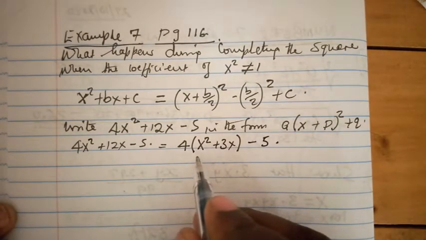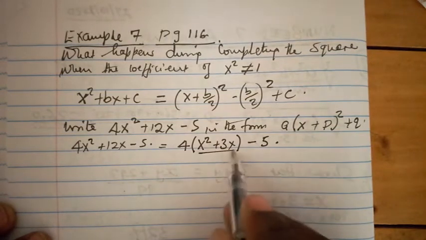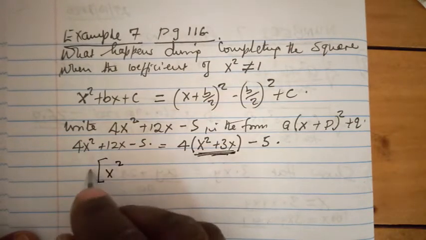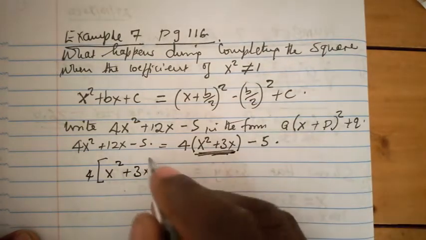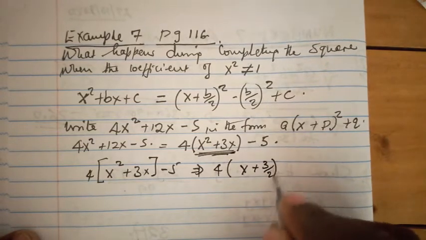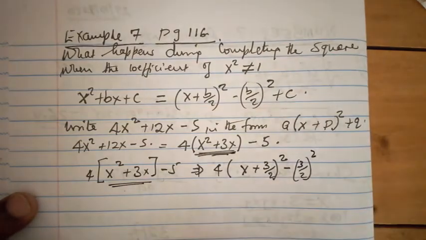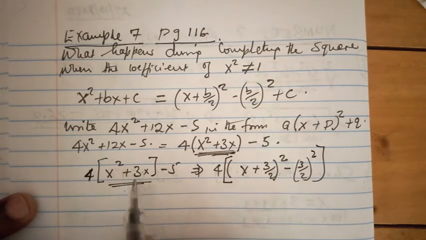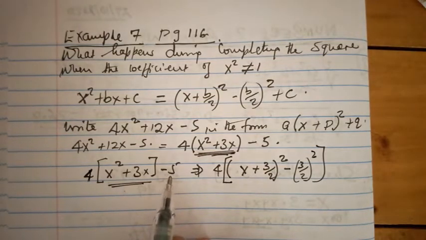And this one now resembles what we have been dealing with. And therefore, 4 remains outside as we deal with this particular part. It is important to note that x squared plus 3x, with the 4 outside, minus 5 is going to be equal to 4 times (x plus 3 over 2) squared, minus (3 over 2) squared. And that bracket reaches there. The bracket which is going to be affected by 4 is up to that particular point. Remember, only minus 5 is independent because minus 5 is the one which is the c.